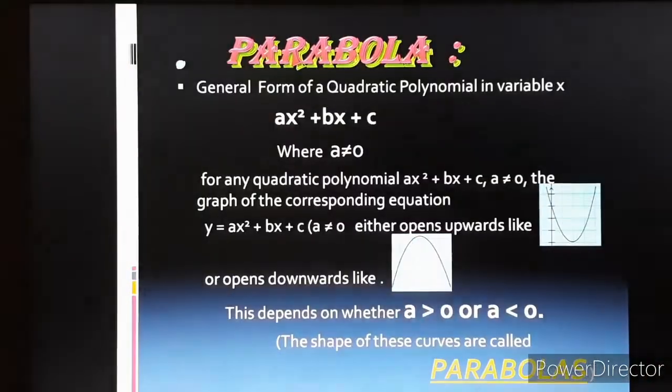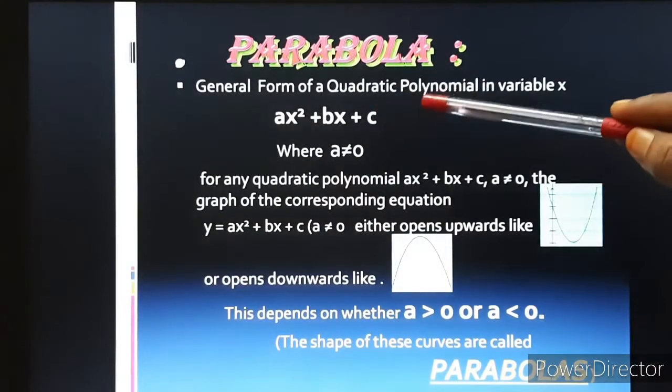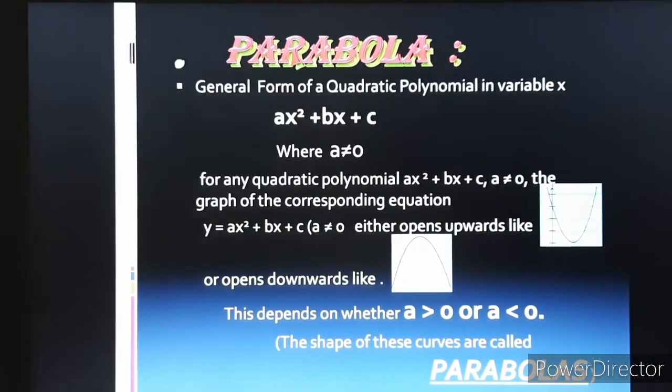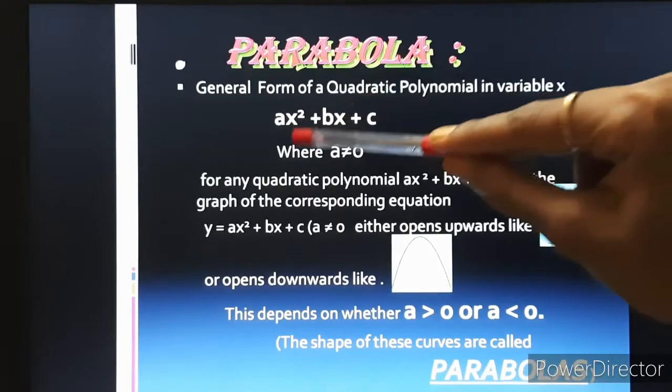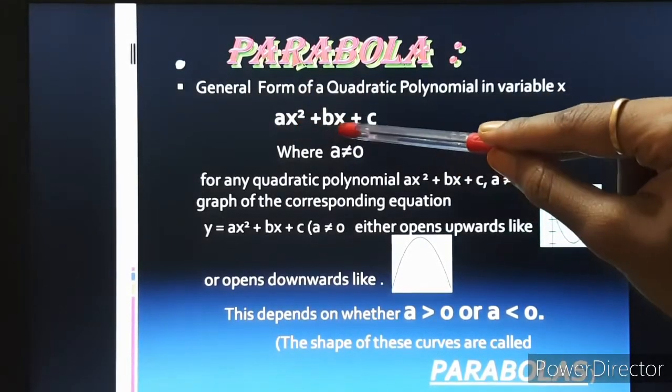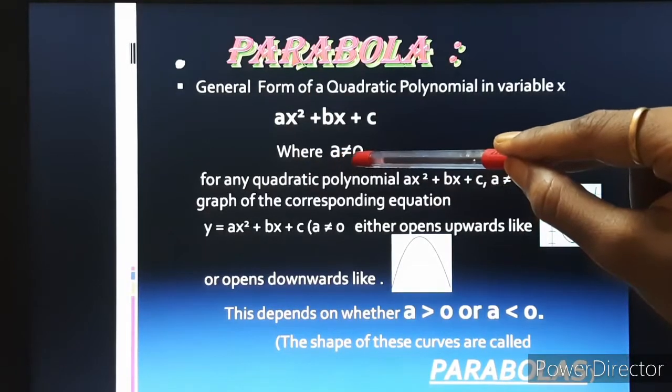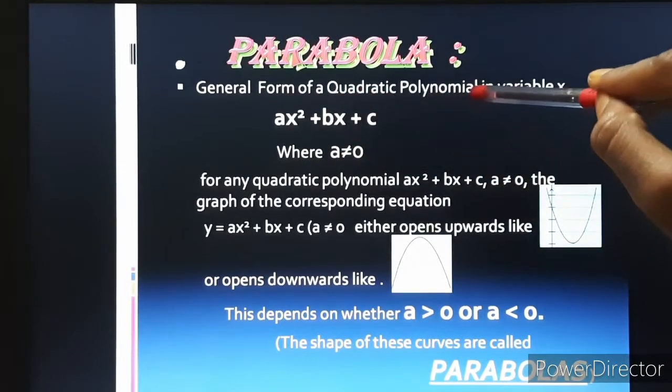Now, the general form of a quadratic polynomial in variable x. What is the general form of a quadratic polynomial in variable x? ax square plus bx plus c, where a is not equal to 0. What is a quadratic polynomial?